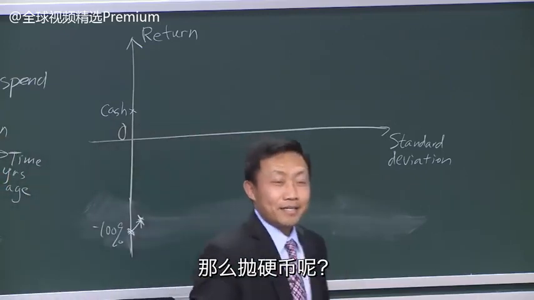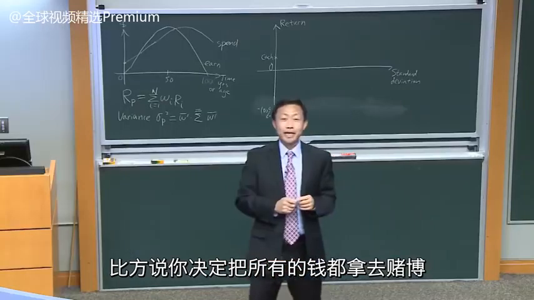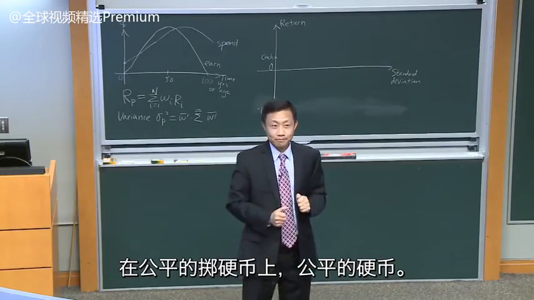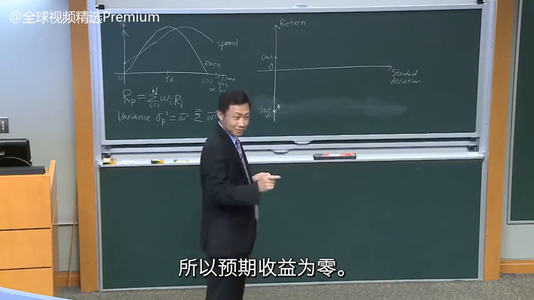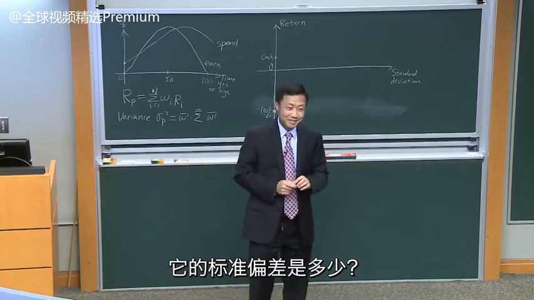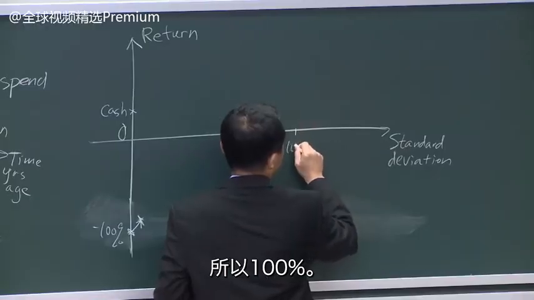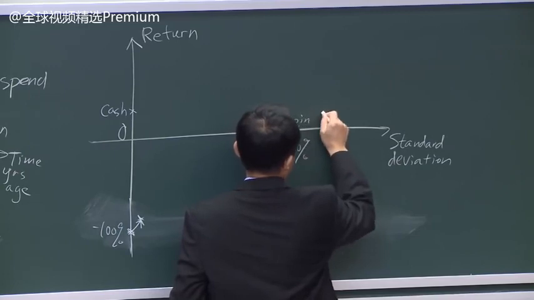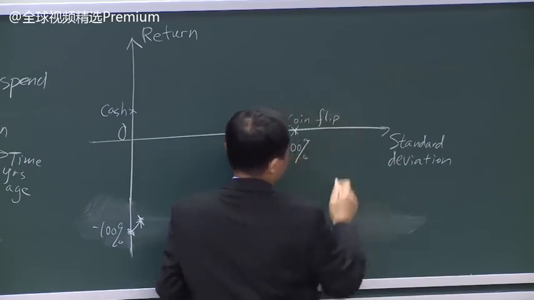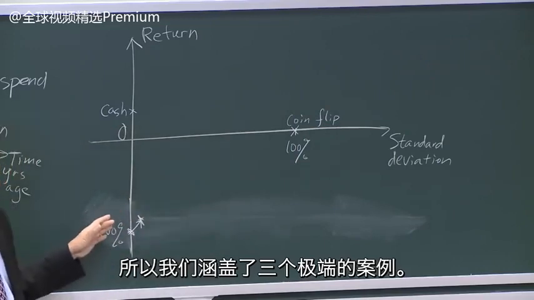What is coin flipping? Let's say you decide to put all your money to gamble on a fair coin flip. Fair coin, so expected return is zero. What is the standard deviation of that? Good, 100%. So we kind of got the three extreme cases covered.